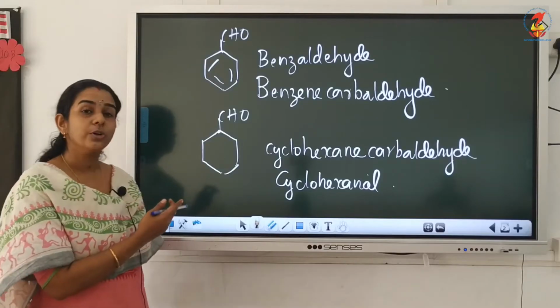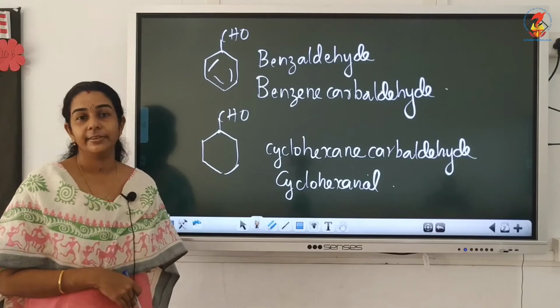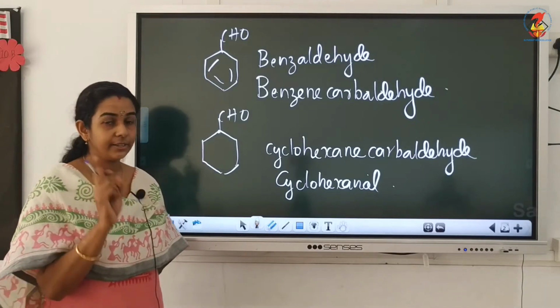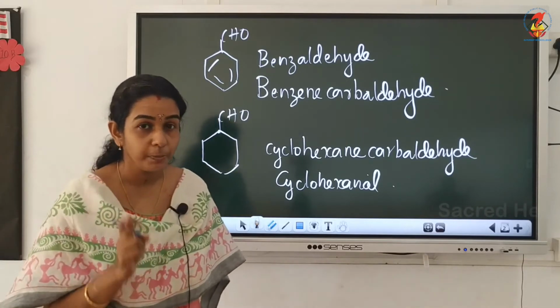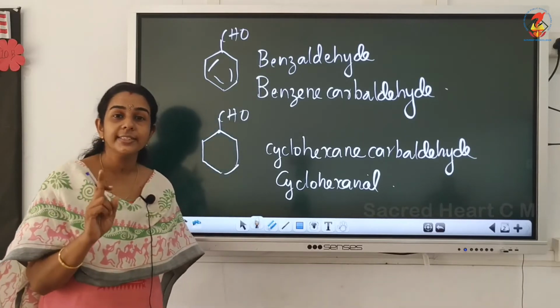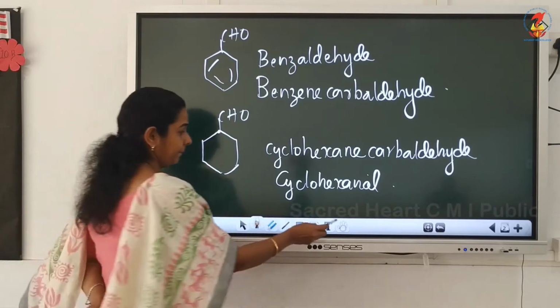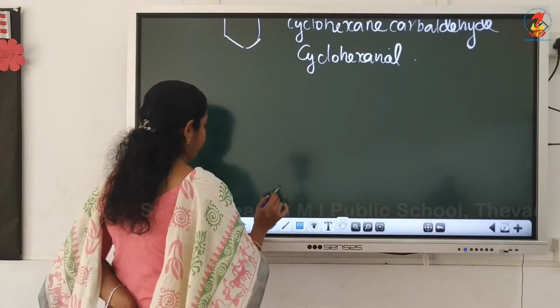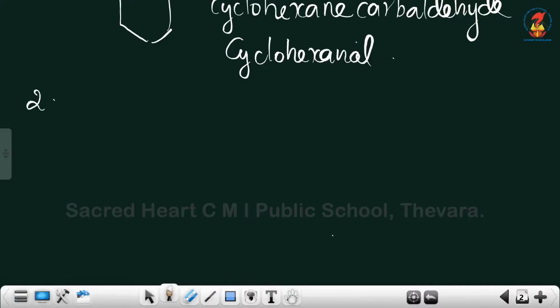This is a new concept we are studying this year. In 11th standard we didn't study this. So remember, the carbaldehyde term we use when the CHO group is attached to any ring system. Okay. Now the second example for IUPAC naming.